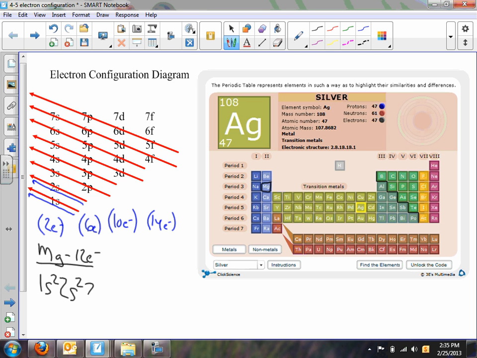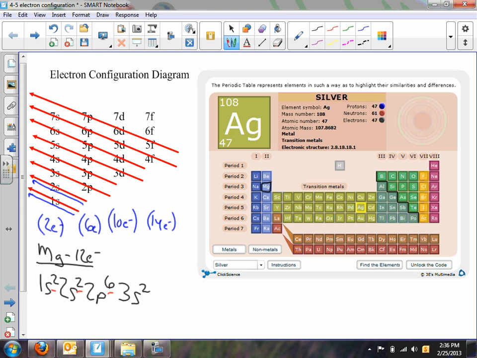The next lowest is the 2p sublevel, and it can hold a total of 6 electrons. So I'm adding those up: 2 plus 2 plus 6, I'm up to 10. So I need to get 2 more. After 2p, the next lowest is the 3s, and it can hold 2 electrons as well. And now I'm done. This would be the electron configuration of magnesium: 1s2, 2s2, 2p6, 3s2.